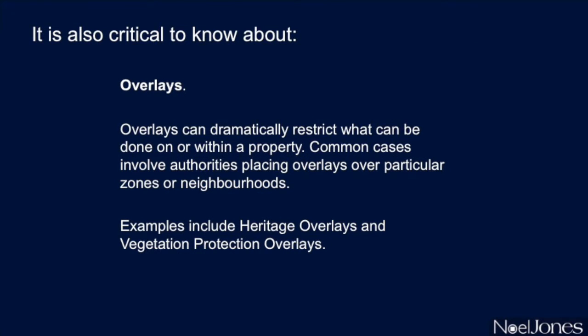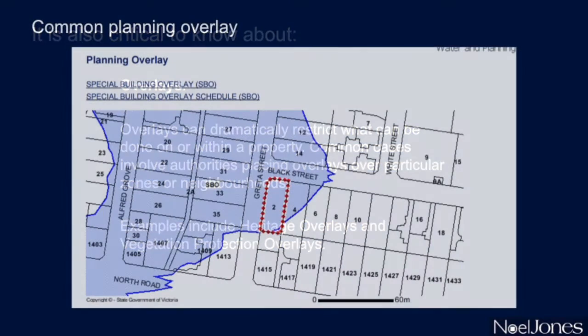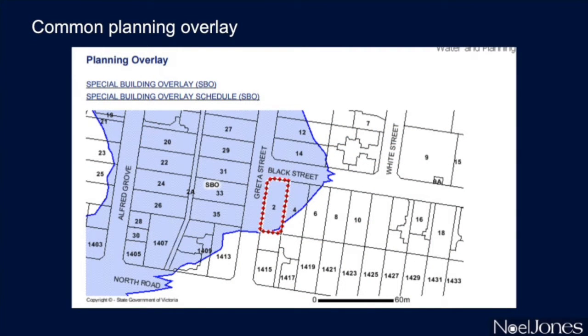Overlays can dramatically restrict what can be done on or within a property. Common cases involve authorities placing overlays over particular zones or neighbourhoods. Examples include heritage overlays and vegetation protection overlays. Now let's have a look at an example. On this slide you will notice an example of an overlay. A special building overlay will affect what can be done on that lot.